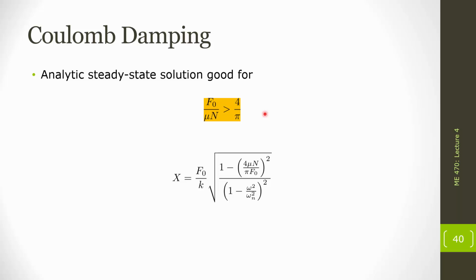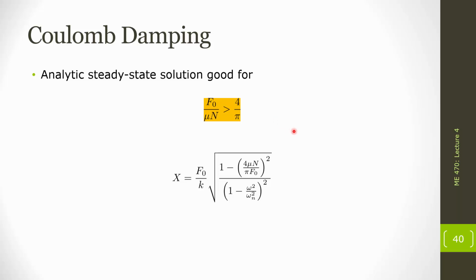One, because x becomes imaginary, and two, because the error is getting too large between the true solution and our approximation. What happens when this ratio is not greater than 4 over pi, if we have relatively strong friction happening in our system? Well, this analytic approximation is not going to work for us. But we can use a numeric solution that will possibly be correct there because it will be taking into account the nonlinearities of our system.